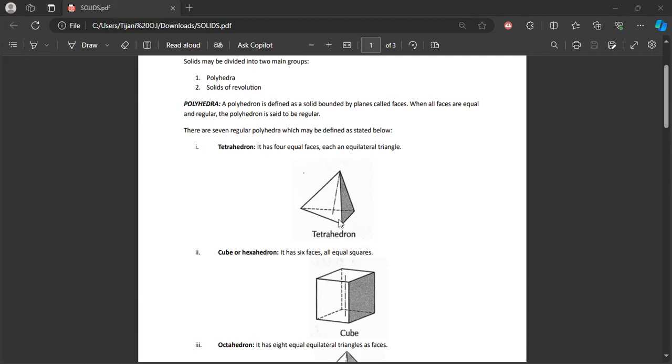Okay, so as you can see here, this is a tetrahedron. So we have this face to be a triangle. This face is also a triangle. We have another face on this side that's a triangle, and we have another face down here that's a triangle. And mind you, each of them is an equilateral triangle. So a tetrahedron has four equal faces, and each of the faces is an equilateral triangle. So let's take note of that.